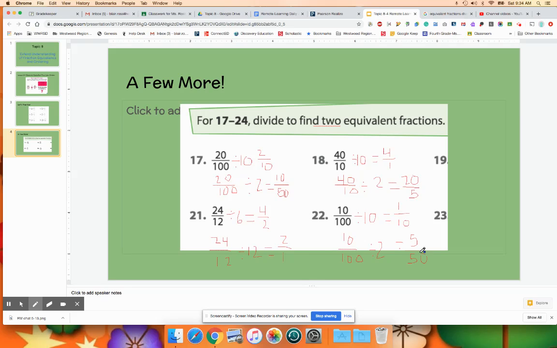So boys and girls, that's what you're working on today, generating equivalent fractions using division.